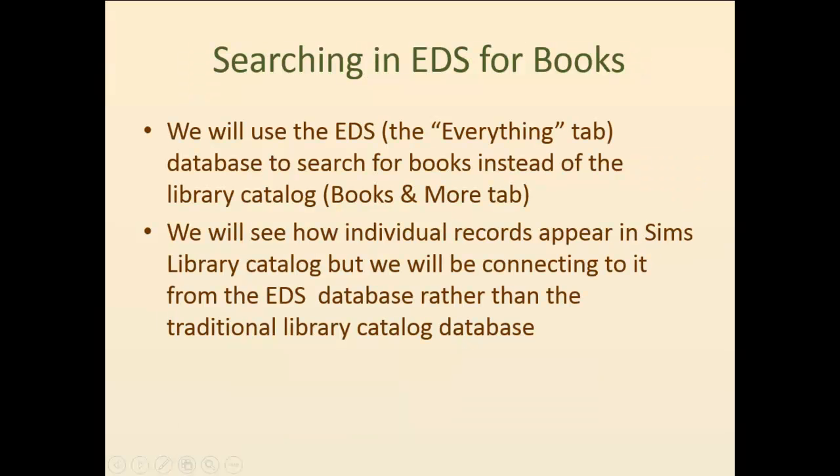We will use the EDS or Everything tab database to search for books instead of the library catalog, which is found on the Books and More tab. We will see how individual records appear in Sims Library Catalog, but we will be connecting to it from the EDS database rather than the traditional library catalog database.